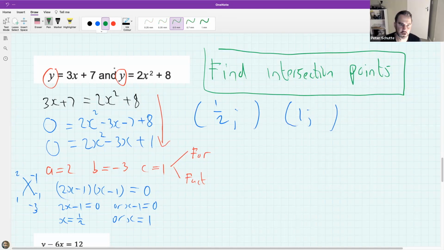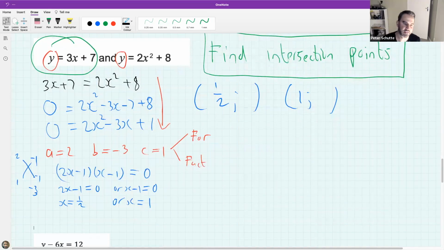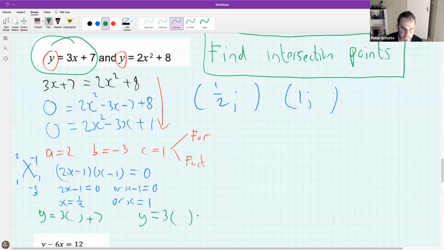I'm not going to grab the hard one. I grab the easier of the two equations, and I simply take that X value and get a Y value by putting it in, so 3 times something plus 7. And over here, it's 3 times something plus 7. That something is a half here, that's 1 there. So that's going to be 8.5. And this is going to be 10. So that's 8.5, and that is 10. So those will be my intersection points.